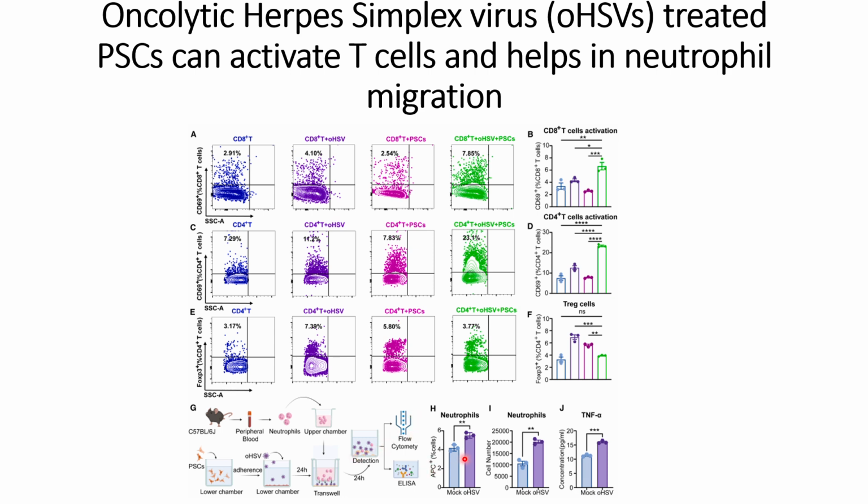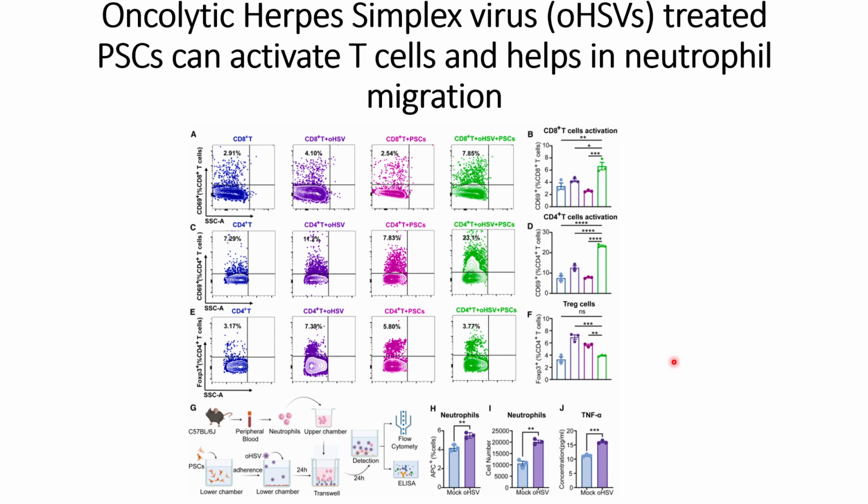The result shows that neutrophil migration is significantly higher with oHSV treatment. Panel H shows the result as percentage of cells, and panel I shows the actual number of cells. Both show that neutrophil migration significantly increases when co-cultured with Oncolytic Herpes Simplex virus treated PSCs. Along with that, they also checked TNF-alpha, and TNF-alpha signals were also significantly upregulated.